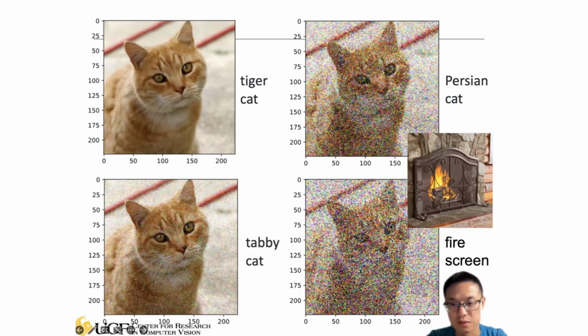So if we look at these perturbed images with added noise, maybe there are some colors that resemble the orange color. This is the fire screen, so we have the orange color to it. So this maybe makes the network misclassify this as a fire screen. Okay.